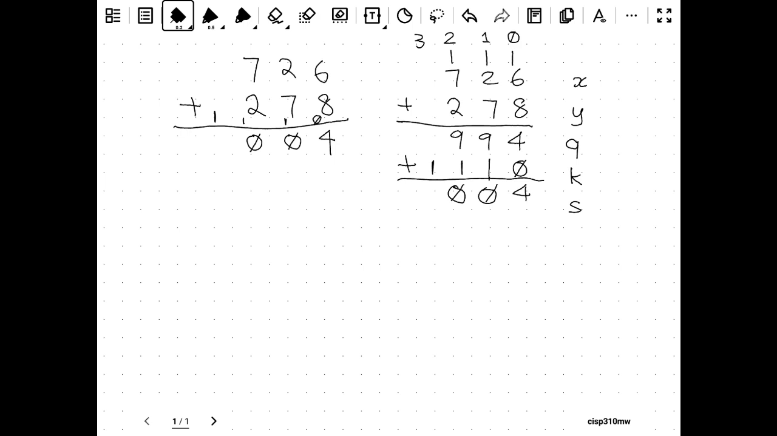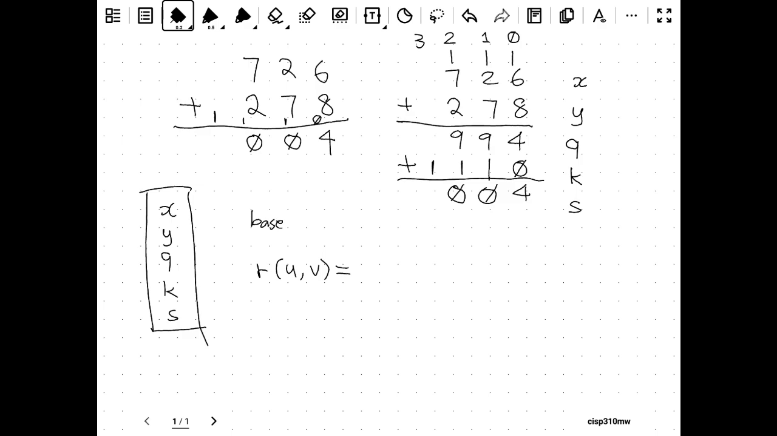So now we want to look at these digits. We got X, we got Y, we got Q, we got K, and we got S. These are the rows. The next thing I want to focus on is how do we compute the single digit sum? In other words, these guys over here, how do we compute those? So if R of UV is computing the single digit sum of adding U, which is a single digit in a certain base, and V, which is also a single digit in a certain base, for now, we'll just say we're dealing with base 10 here. So we have a very concrete base to talk about.